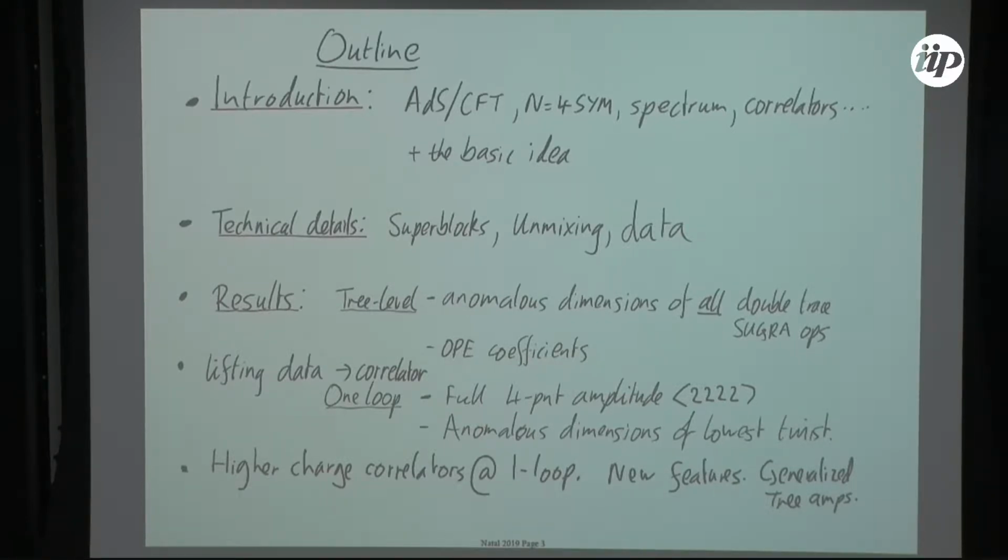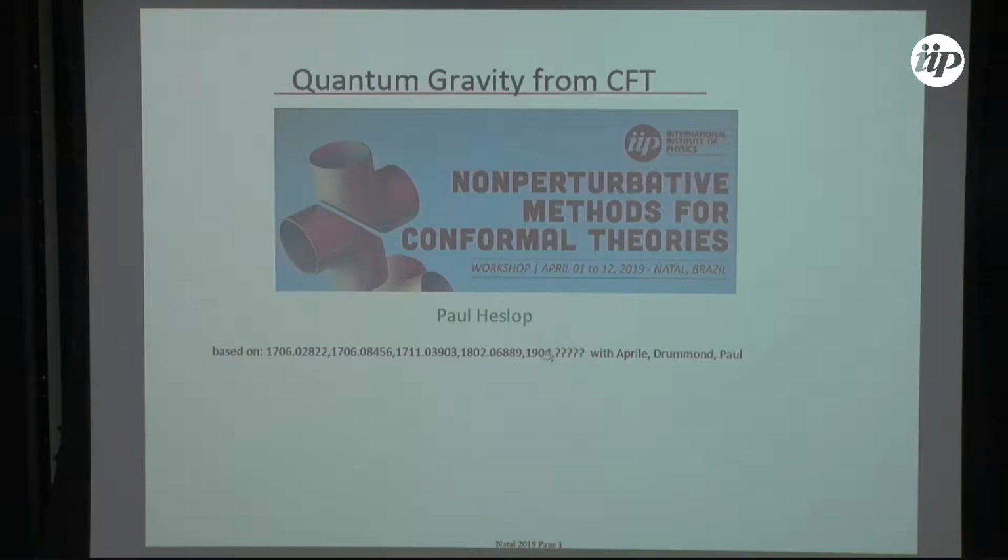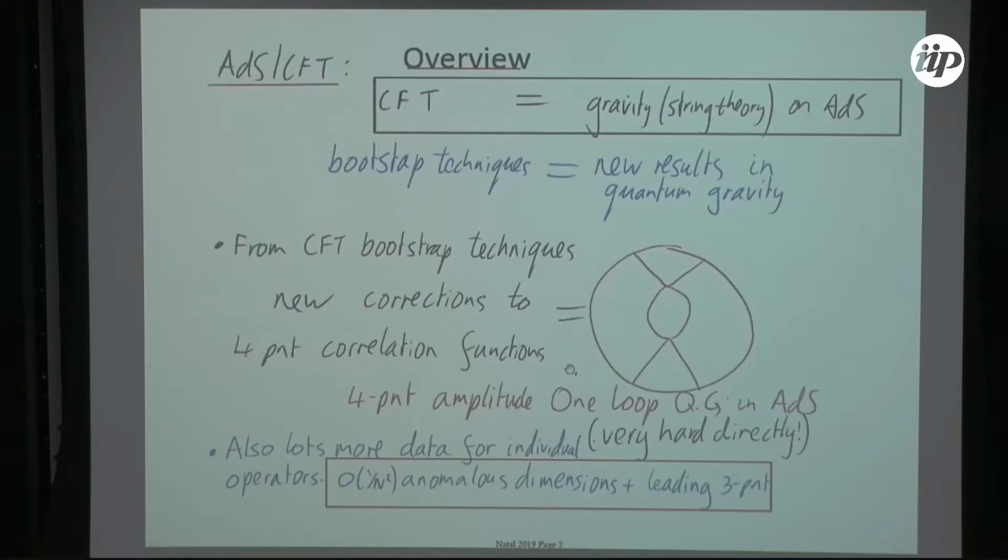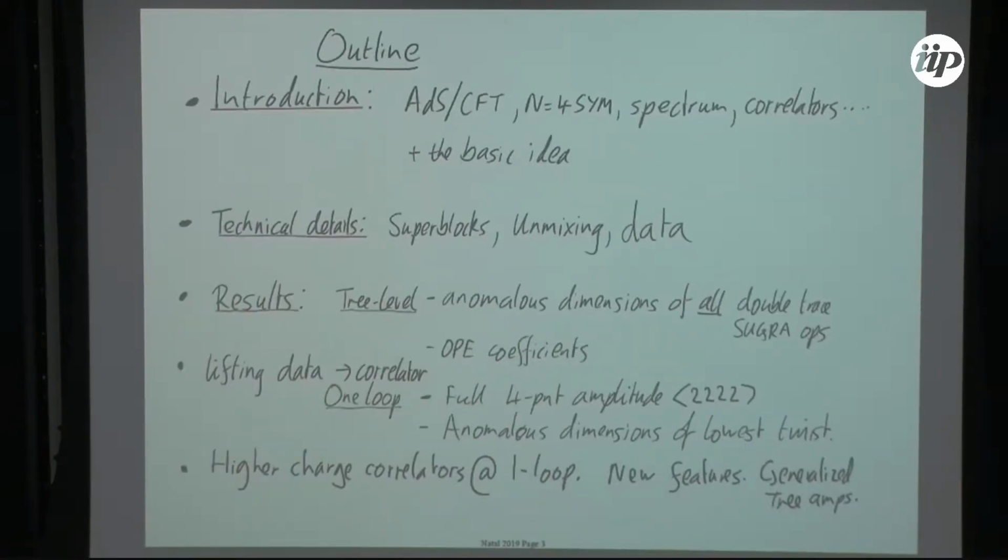And then I'll discuss the more recent work, which is in progress, and has been in progress for quite a long time, in fact. I ambitiously put an 04 there, but we'll see. So that should hopefully be coming out quite soon. It's on higher charge correlators. I'll give you a few details, but I'll basically try to convey how to do it, and what the new features are when you go beyond 2222. And then there's this new intriguing thing, which we call generalized tree amplitudes, that turn out to be useful for this.